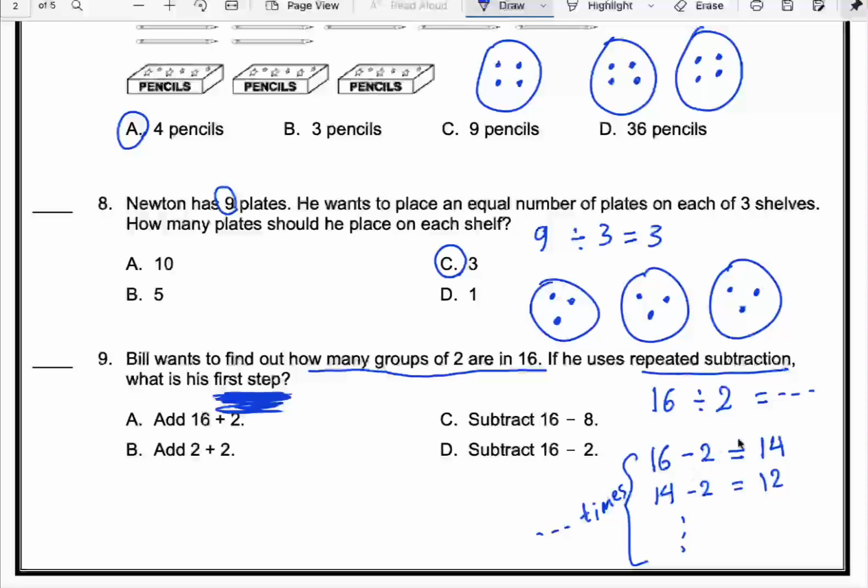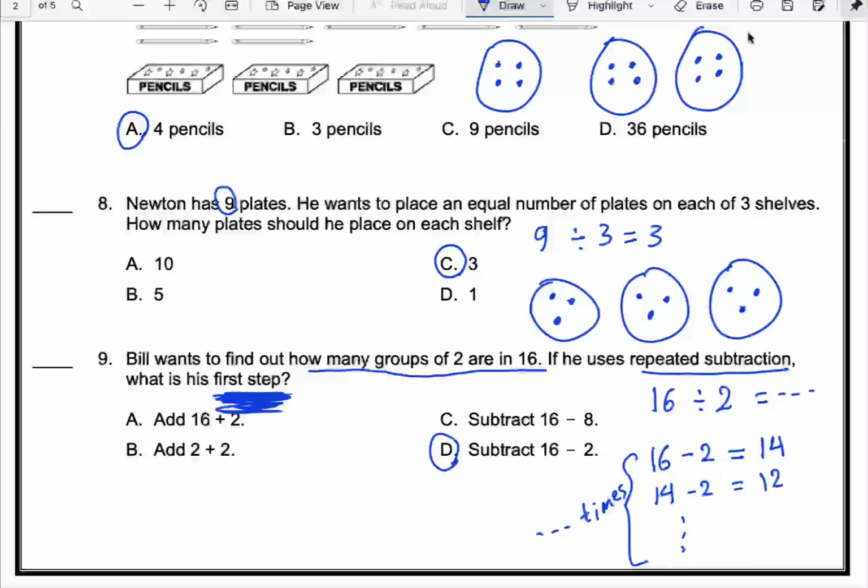Abdullah, mute your mic. Safe, mute your mic. Abdurrahman, what is your answer? Here, D. Yes, we should subtract 16 minus 2. Then we take what we get, the answer of 16 minus 2, and subtract another 2, and so on. We do this many times, and we count the number of times that we subtracted 2.